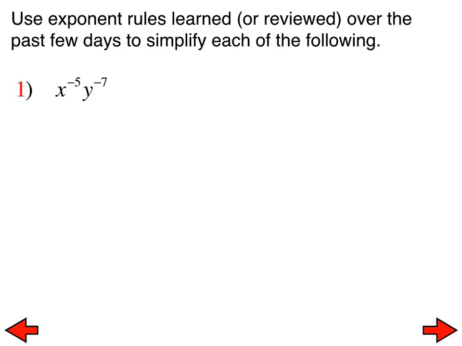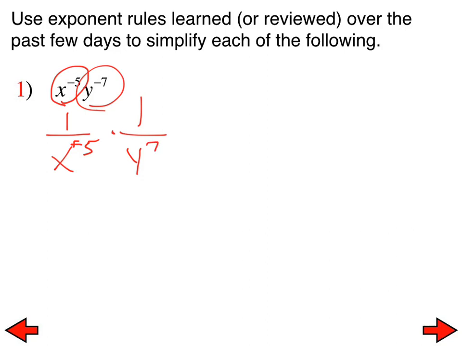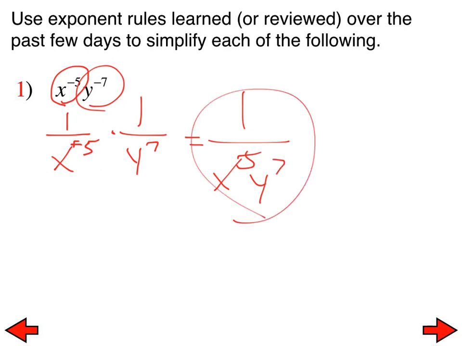So for number 1, I know that most of you know that this is 1 over x to the 5th, y to the 7th. The reason why is because this means this by the rule of negative exponents. That's supposed to be a positive. And then this right here is 1 over y to the positive 7. And if you multiply those two things together, we get 1 over x to the 5th, y to the 7th. I do realize most of you just jump straight to that, and that's fine.